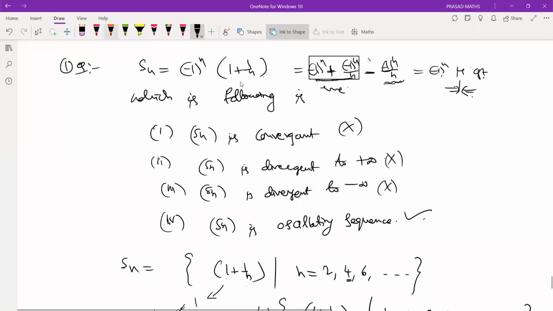Okay, sir. Right. We say it is not convergent, but that it is oscillating finitely, we don't have. Okay. Thank you, sir. Thank you very much.